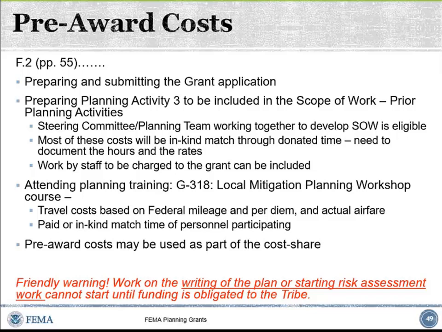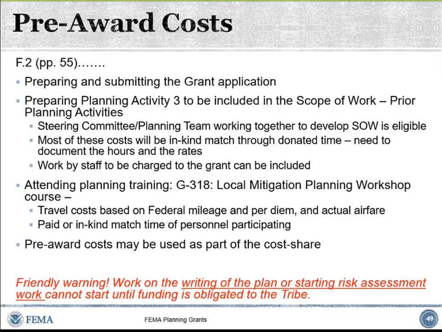So, number one, preparing and submitting the application, the sub-application for the plan, as well as for the overall grant application, which, as I said, is pretty simple. But the sub-application is where you're going to be spending 95% of your time. There's a planning activity 3, which is looking at prior planning activities and identifying some priorities to be included in the scope of work. That level of activity can be charged to pre-award costs.